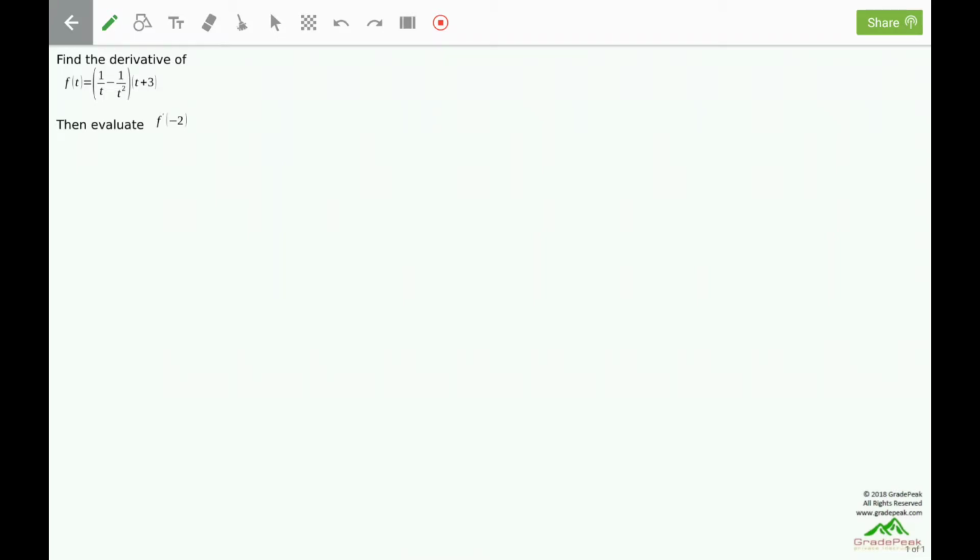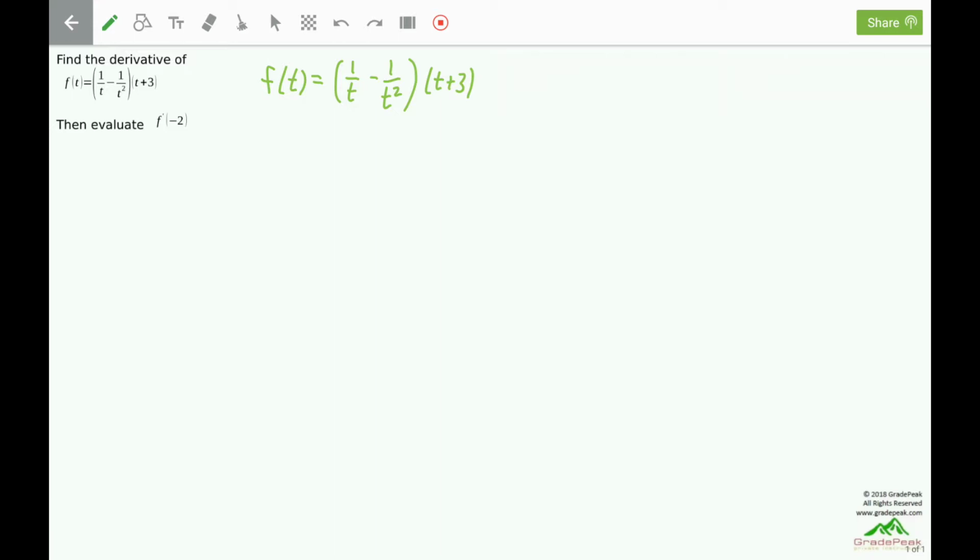Find the derivative of f of t equals (1 over t minus 1 over t squared) times (t plus 3). Then evaluate f prime of negative 2. f of t is made up of the product of two functions: 1 over t minus 1 over t squared, then times t plus 3.